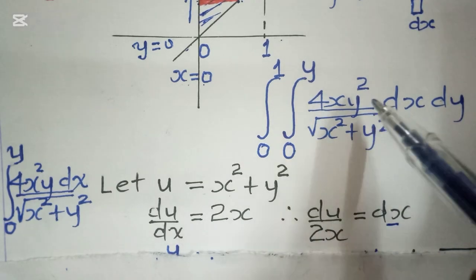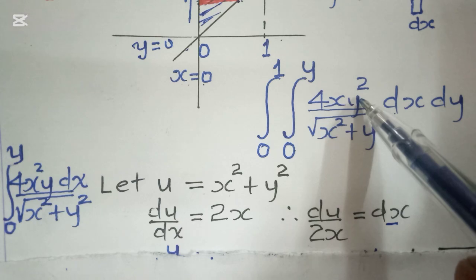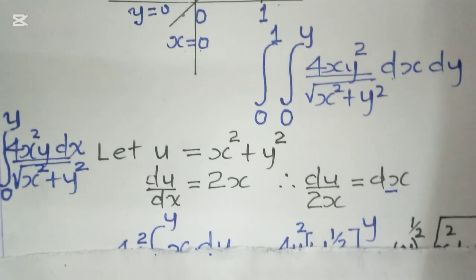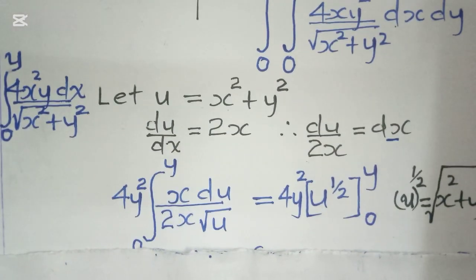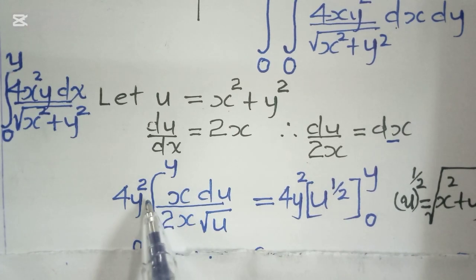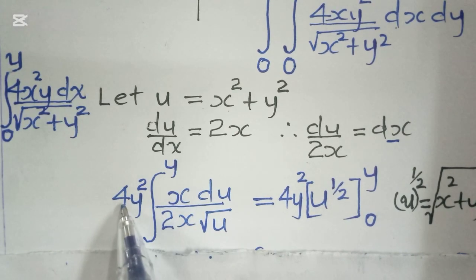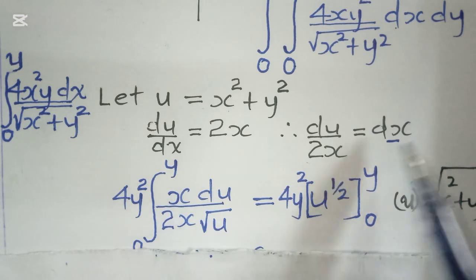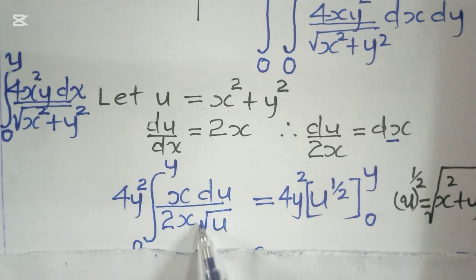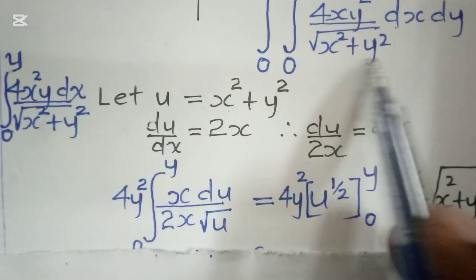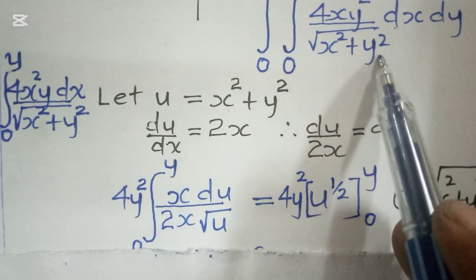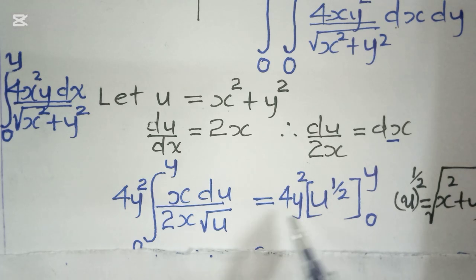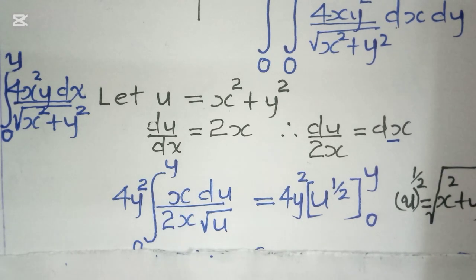And remember, guys, the y, we are taking it as a constant as of now. And so, therefore, this is what we are going to have, guys. We have factored out the y, the same time as 4. We are left here with x. Guys, we have du over 2x, which now replaces the dx. And guys, we have the square root of u. As we had seen here, we had x squared plus y squared is u. And so, guys, we now come and integrate that with respect to du.